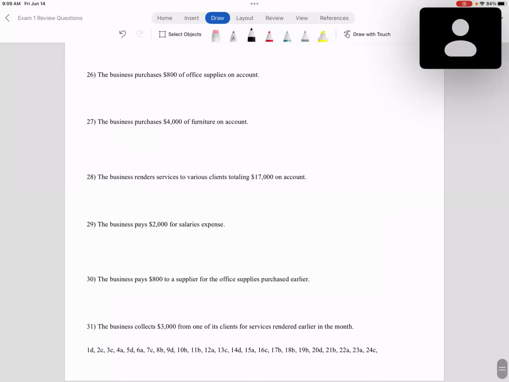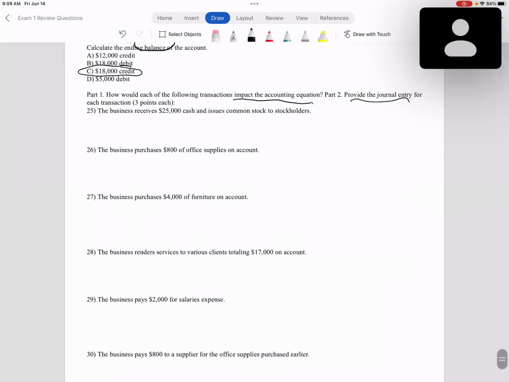Okay, the rest of these are the journal entries. So what you'll do on the test is you will write out, you'll say assets. Well, honestly, you're going to be typing. So essentially you're going to be doing this, but you're going to have to type it out. So for example, on this one, business receives $25,000 cash, issues common stock.